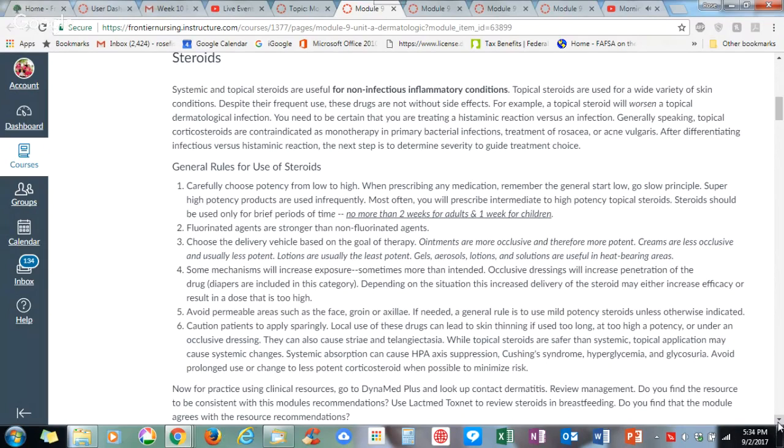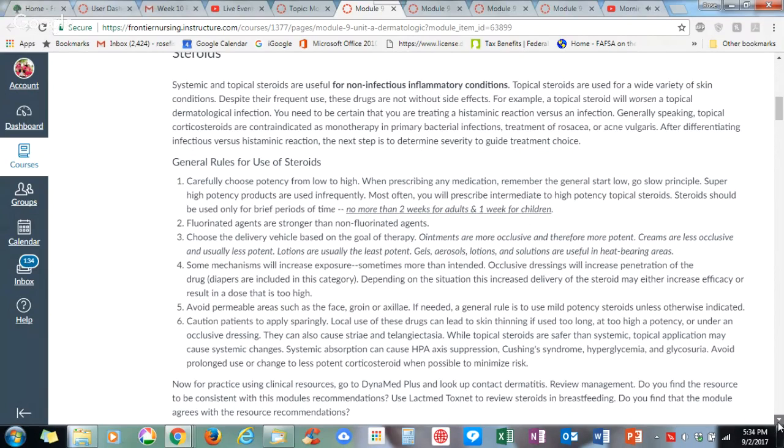Local use of these drugs can lead to skin thinning if used too long, at a too high potency, or under an occlusive dressing. They can also cause dry skin and telangiectasia. While topical steroids are safer than systemic, topical application may cause systemic changes. Systemic absorption can cause HPA axis suppression, Cushing's syndrome, hyperglycemia, and glycosuria. Avoid prolonged use or change to less potent corticosteroids when possible to minimize risk.